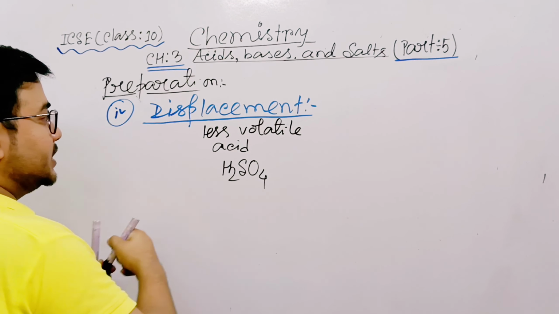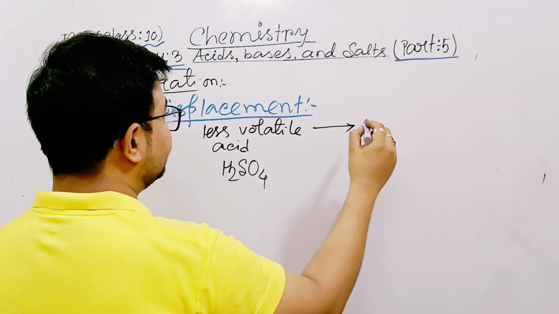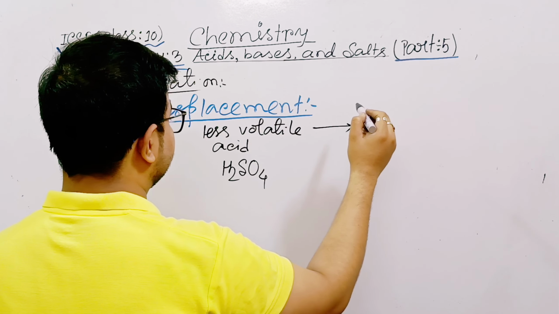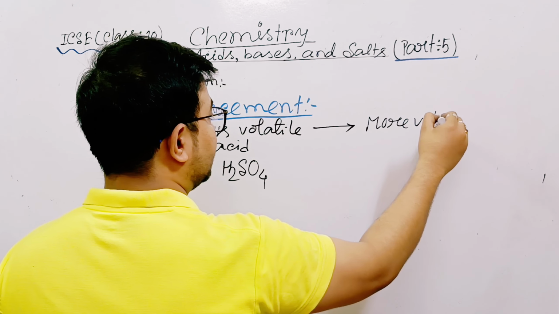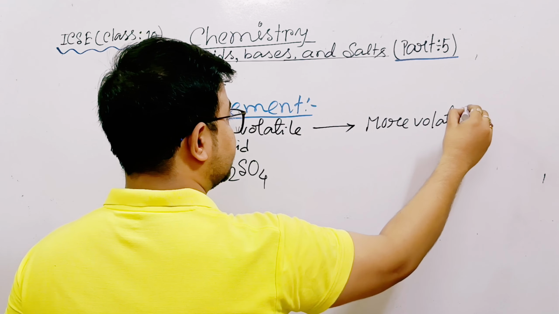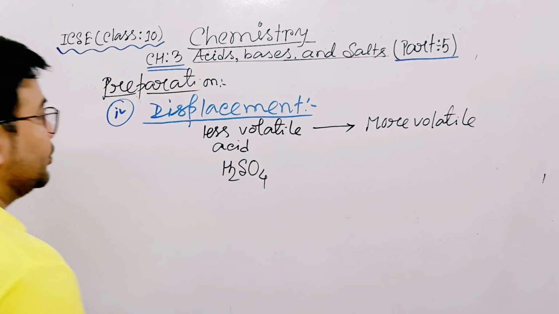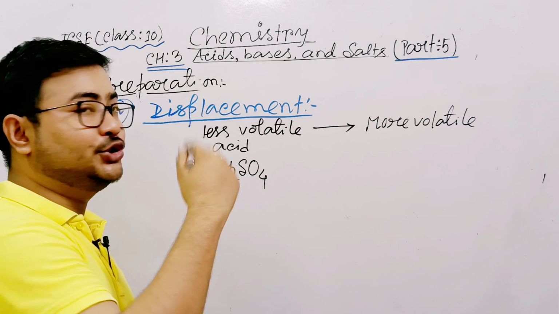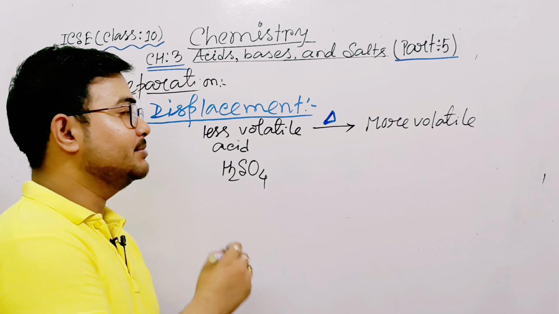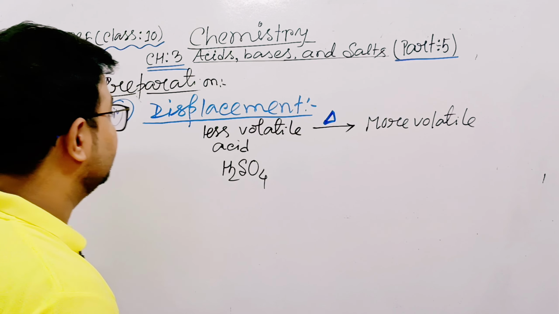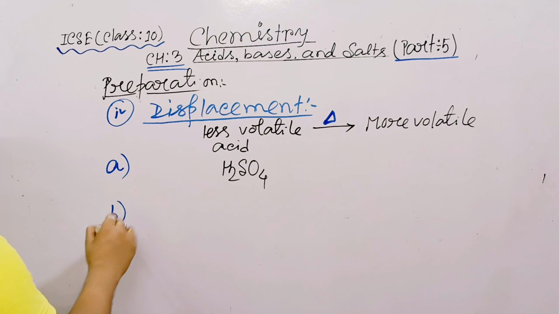So in this process we can produce less volatile to more volatile acid. Do you understand? So in this process we can produce less volatile to more volatile in presence of triangle, means heat. Okay, now see how, what is the process. Here also we have only two processes.